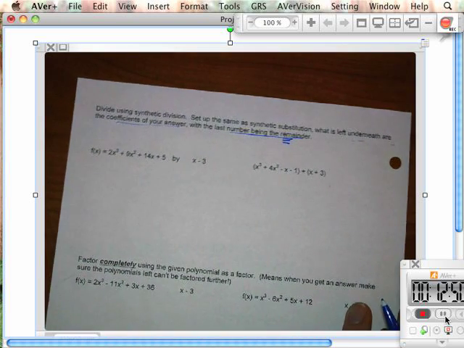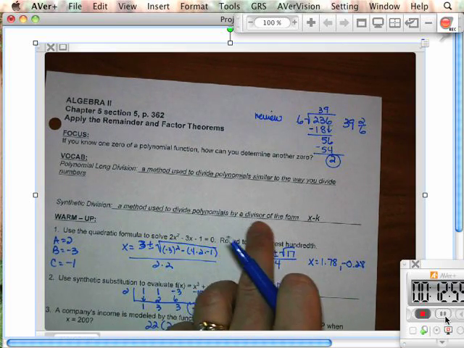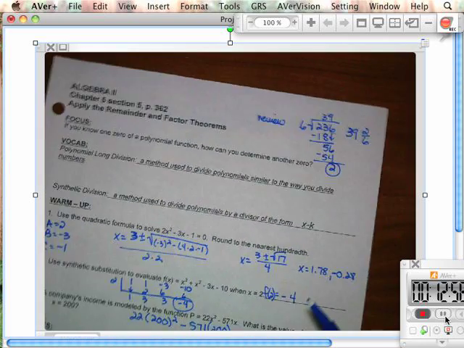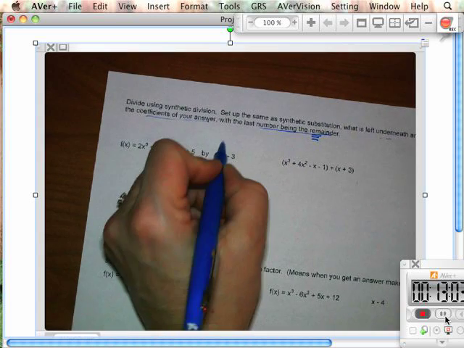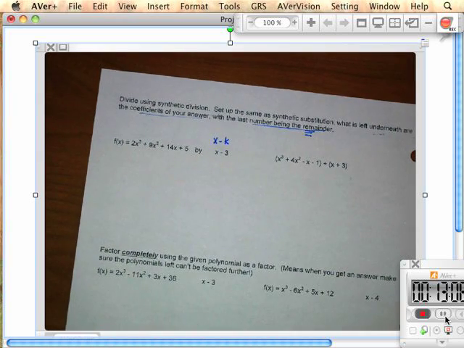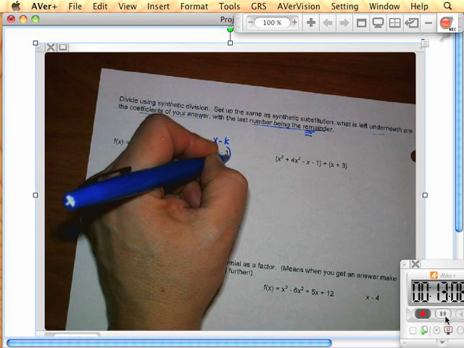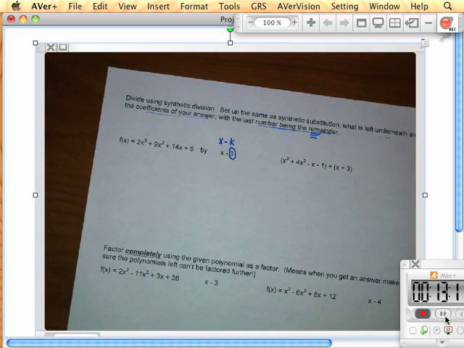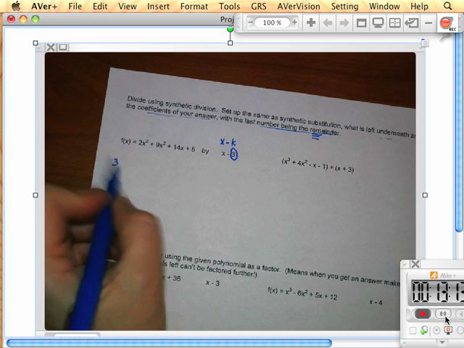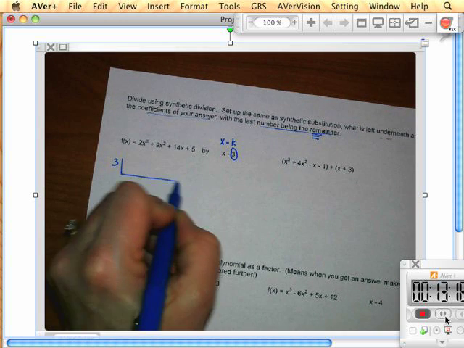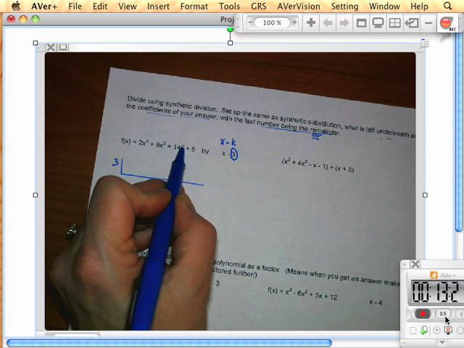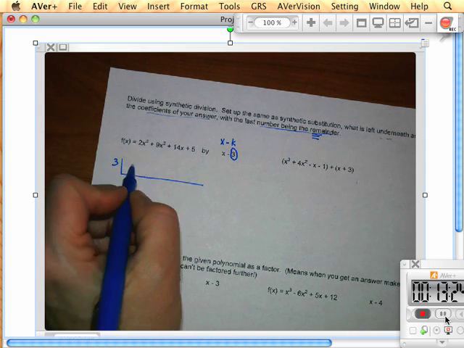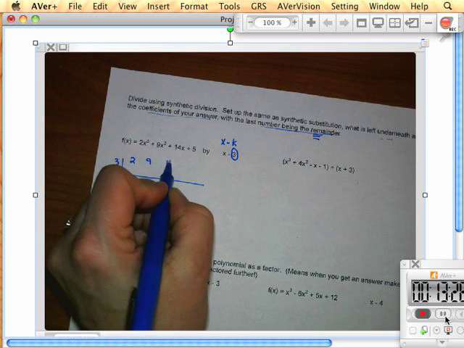Now in the front, I said it's a method used to divide polynomials by a divisor of the form x minus k. Here we have a polynomial and we need to divide it by x minus 3. So if I think of this as x minus k, that means 3 is going to be the positive. I'm going to set it up just like synthetic substitution. Put my 3 out there, write the coefficients, but first I'm going to check I have 3, 2, 1. I'm good. I don't need to stick any zeros in there. So I'm going to write 2, 9, 14, and 5.